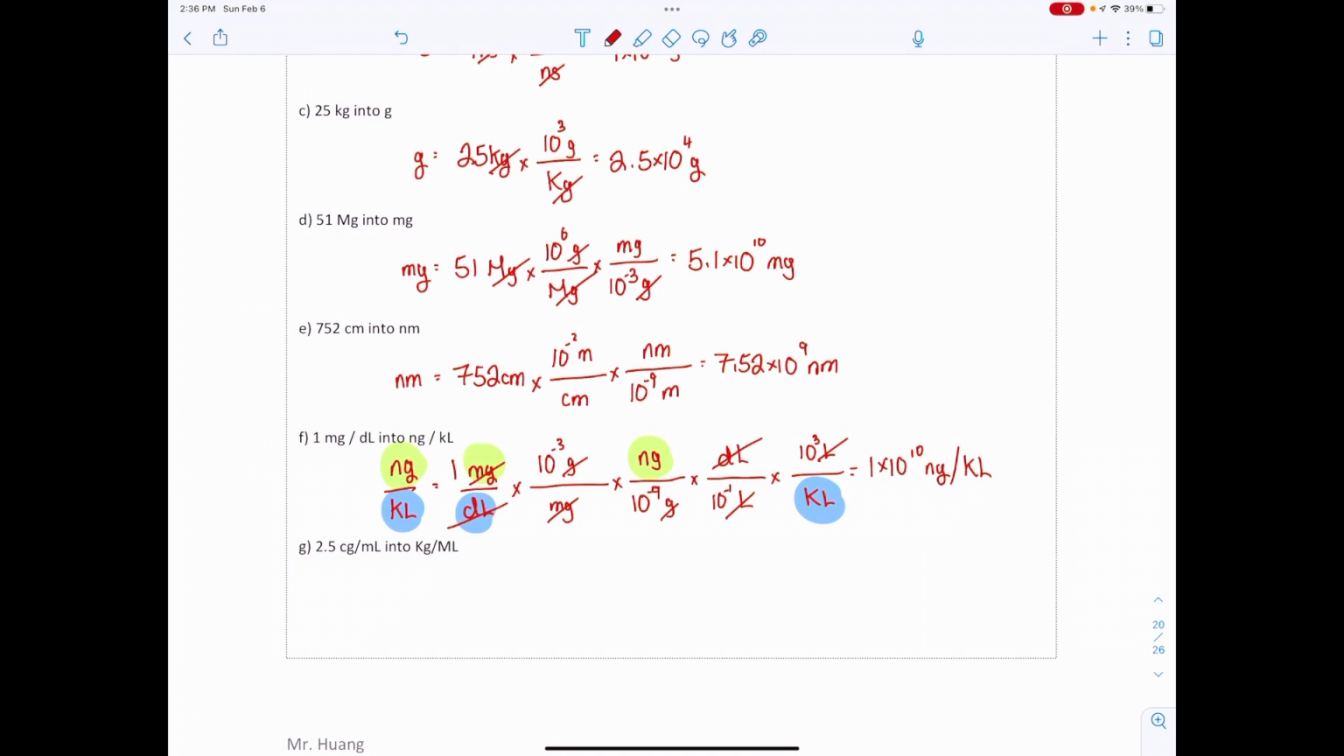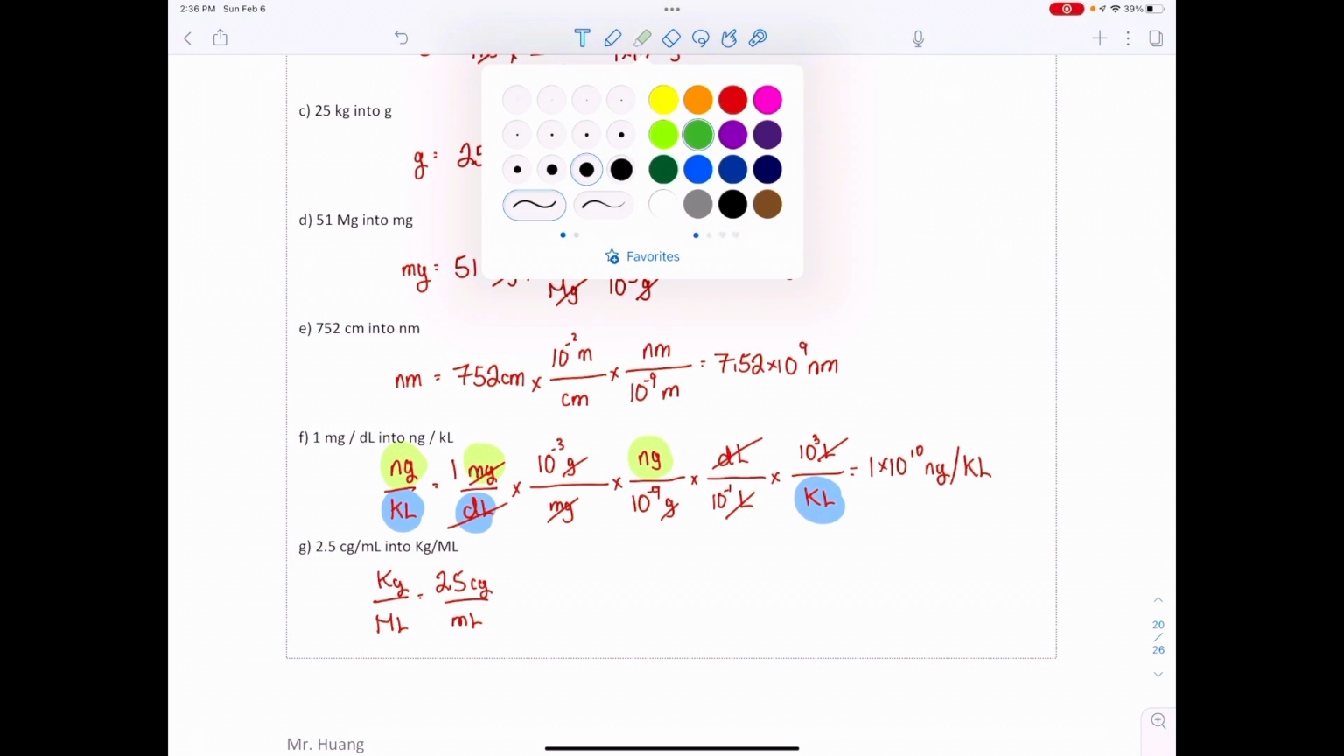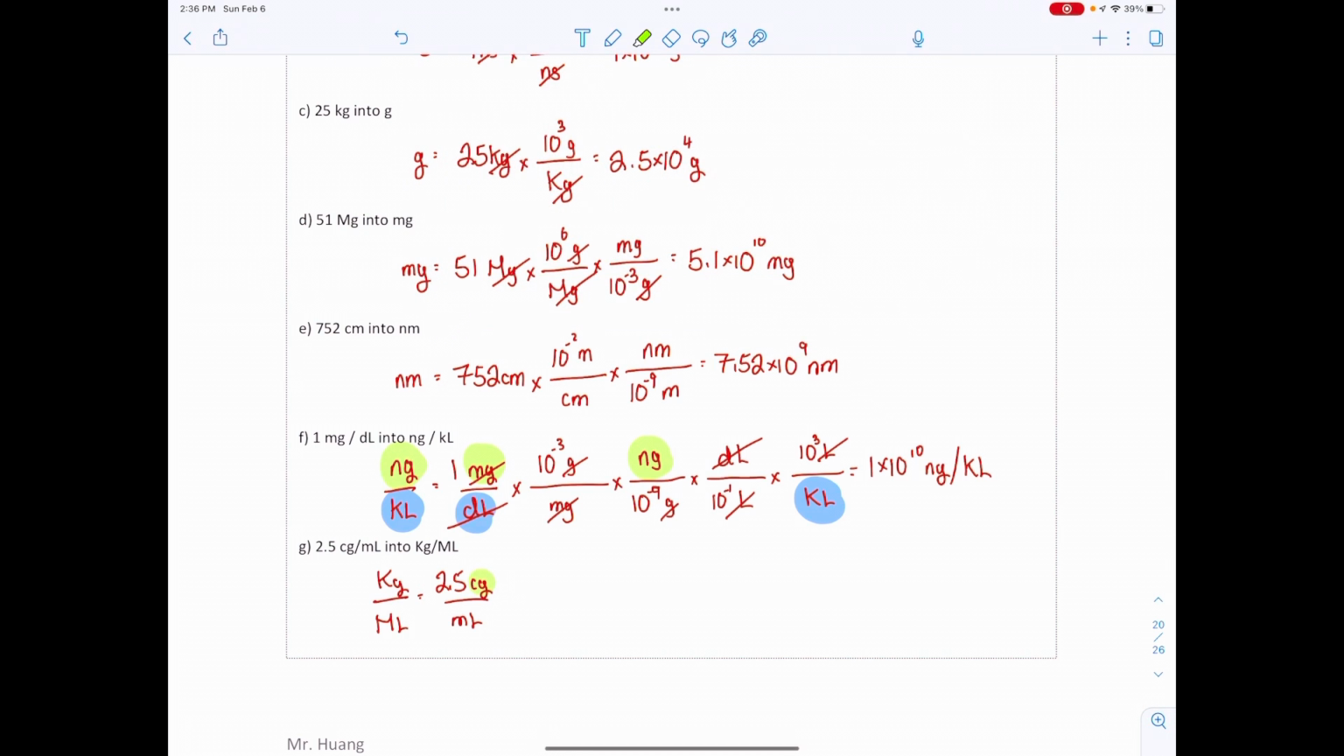Okay, we have another question that's quite similar. I'm trying to go into kilograms per megaliter from 2.5 centigrams over milliliters. Let's take a look at the top again. I'm trying to go from centigrams to kilograms.